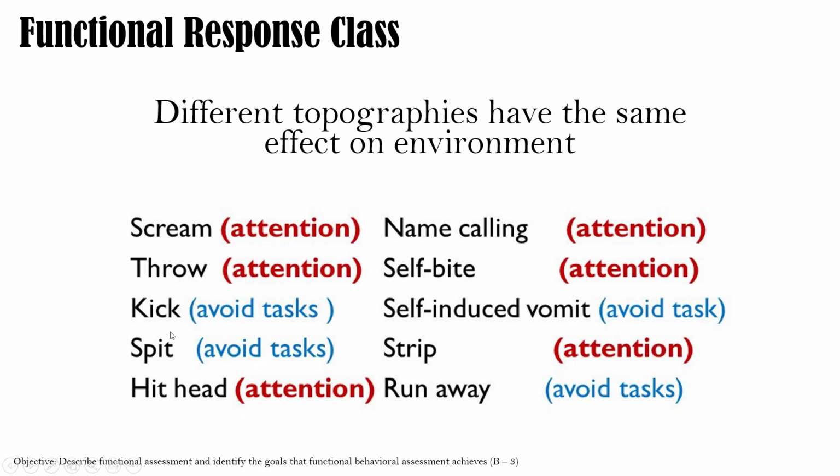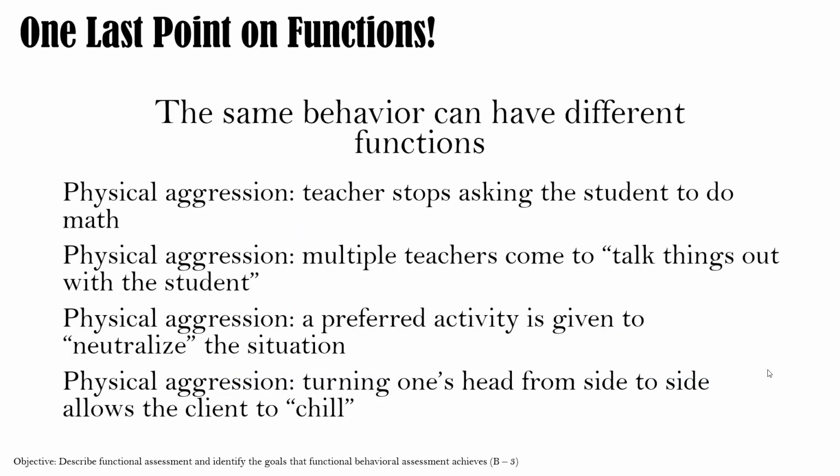Whereas if you look at he kicks and he gets to get out of a task, he spits, he avoids a task, he self-induces vomit, avoids a task, and runs away, avoids a task. All of the ones where he avoids a task or he escapes, those all enter into a response class in which the function is escape. So you can have different topographies or different behaviors that have the same function or the same effect on the environment. Also, last point on functions, the same behavior can have different functions.